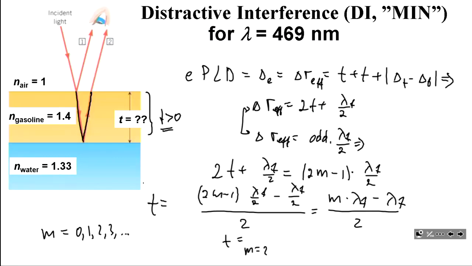Which gives a half of a wavelength in the film, 469 over 2, and the index of refraction of the film. So we have solved on Friday a problem for constructive interference. Now we have solved the problem for destructive interference. That exhausts all our options. 469 divided by, well, 2.8. Once, well, round it up.